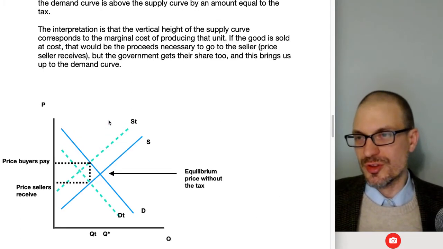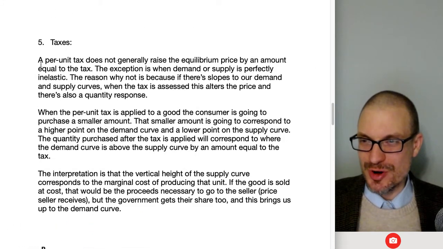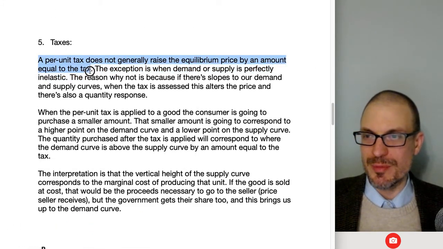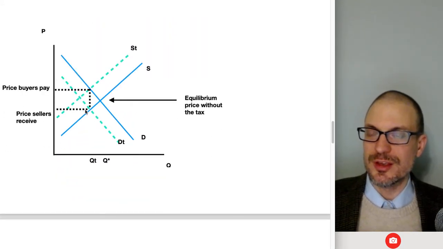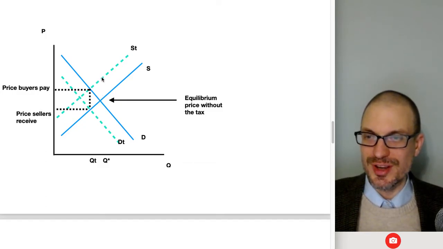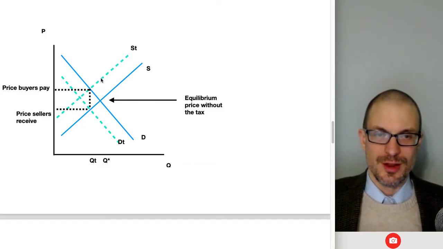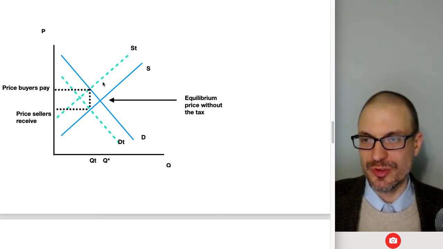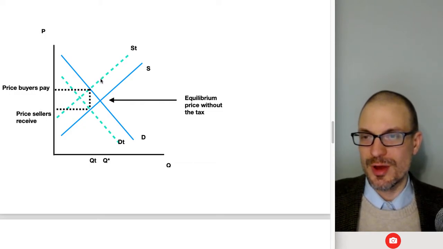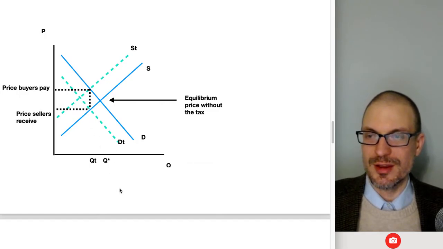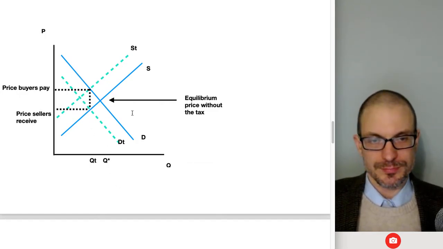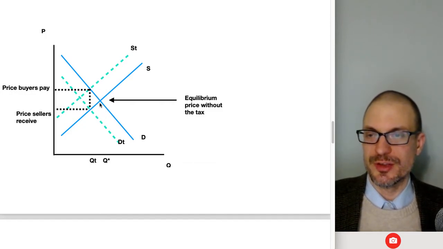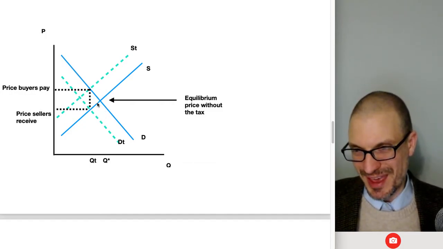But getting back to my original question, a per unit tax does not generally raise the equilibrium price by an amount equal to the tax. The confusion is, you might say, oh, we could just take the equilibrium price, add the tax to it, and this would be the price buyers pay. No, and you can see why that doesn't happen by looking at this graph. If this was the price, we'd have to walk way back here, and no longer is that the quantity.